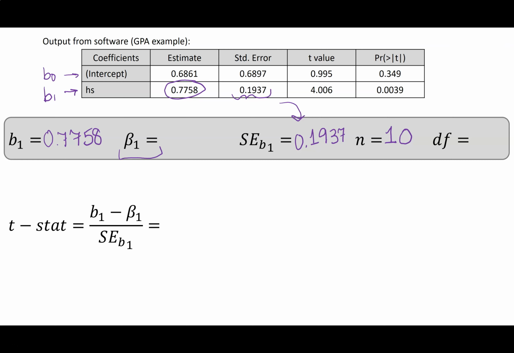Beta 1, so what's claimed? From the null, remember we just said it was equal to 0. Not super exciting. In fact, I love subtracting 0. It just goes away. And then degrees of freedom, remember that's n-2 here. So now it's a little bit different. The reason it's n-2 is I have a B0 and a B1, so it's n-1 for each of those. So it's going to be 10 minus 2, which is 8. So now I have everything I need to plug in.